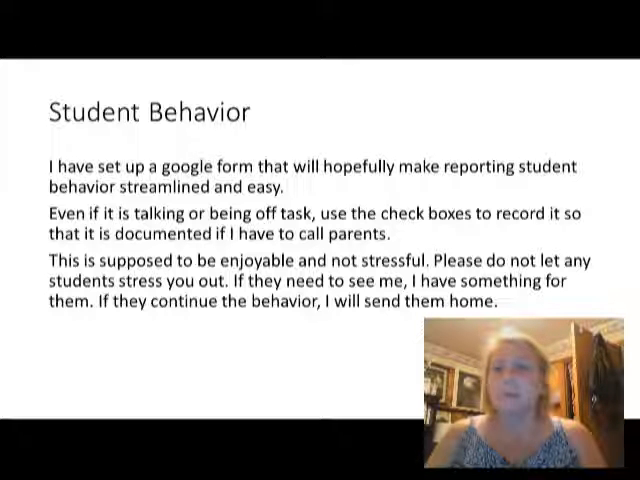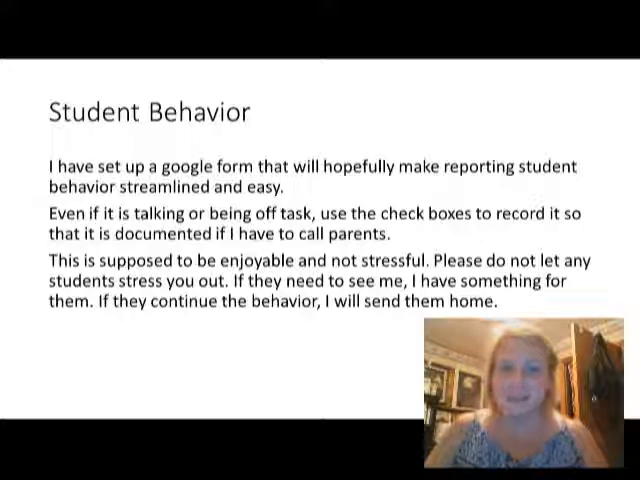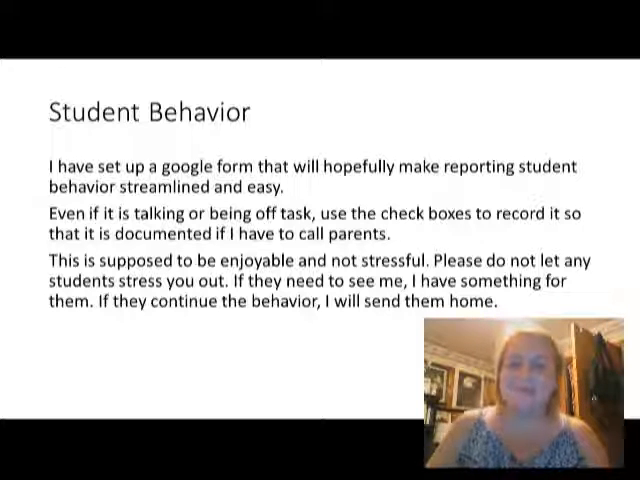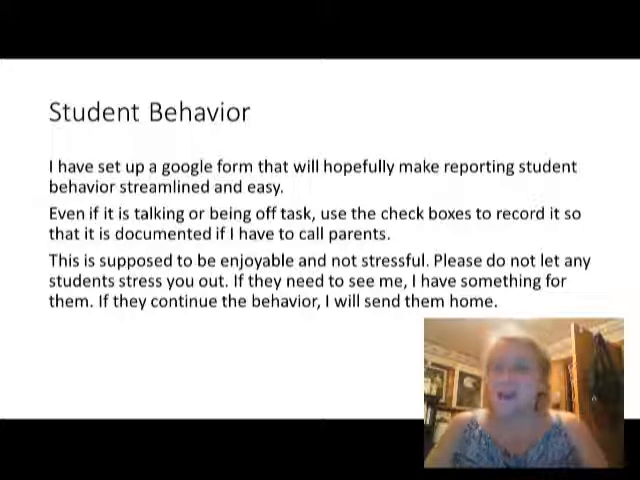I do want this to be enjoyable and not stressful. If a student is stressing you out for any reason at all, that's what I'm for. Send them to me or Miss White. We've got something for them, and I will try to make them very miserable with me. I'm not going to make it an enjoyable experience for them. And after several times, if the behavior just keeps going on and on and on, then we'll send them home.